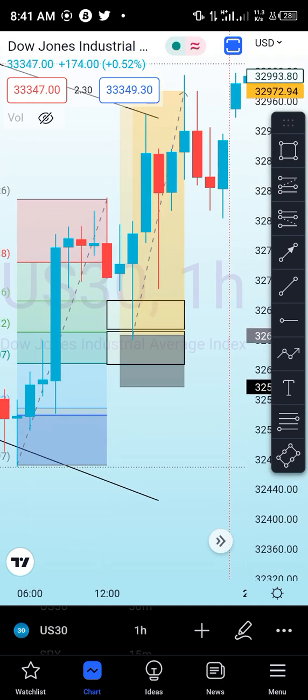So that is how you use Fibonacci retracement to get your entry, your take profit, and then your stop loss, in any market trend. For an uptrend, you take from your swing low to your swing high. For a downtrend, you take from your swing high to your swing low.